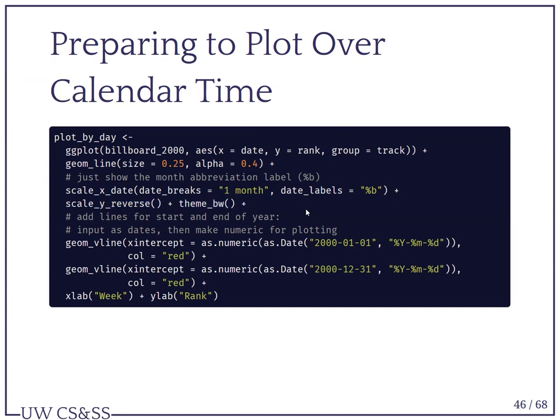And we're going to use the black and white theme. And then we'll add lines for the start and end of the year using the geom vline layer. And we can just say that the x-intercept is going to be as a number, as the date, this character string that we are going to coerce into looking like this with the color equal to red. We'll get into a little bit more about coercing strings in week 8.